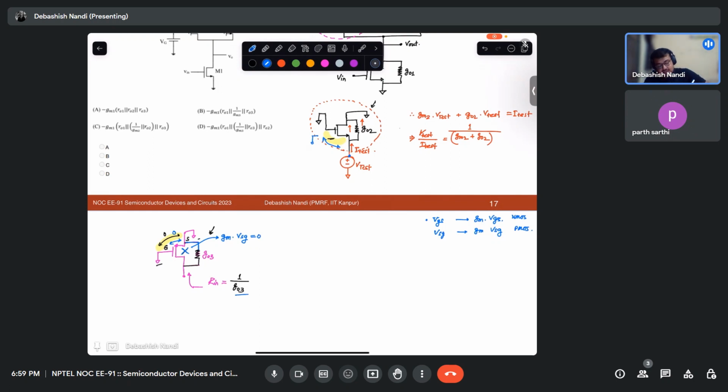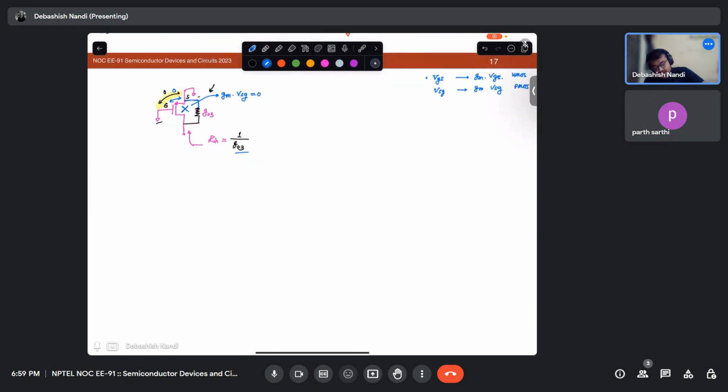So now what is your final circuit configuration? You have V in here, you have GO1 here, and these are your impedances. This one you take as grounded. This would be your GO2 plus gm2. This is your GO3.